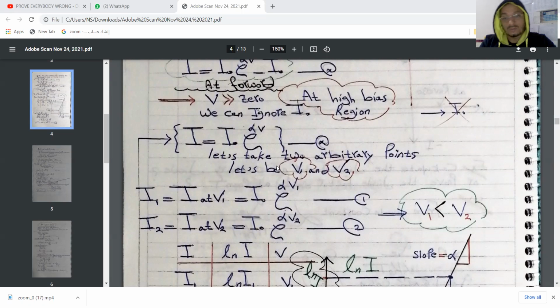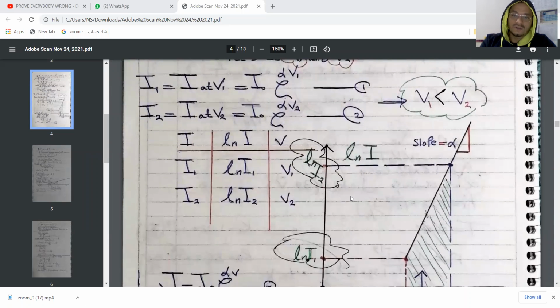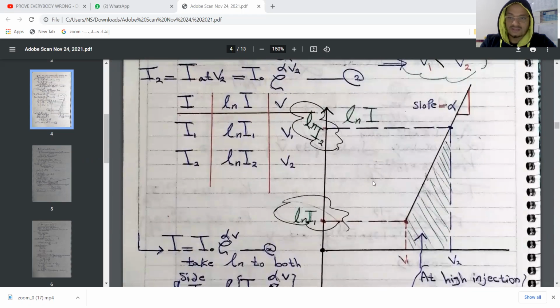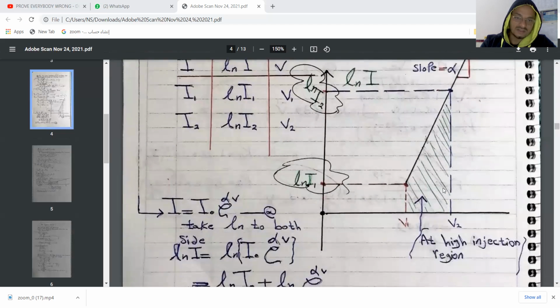Let's take two arbitrary points. Like I said before, let's start with V1 and V2. Let me illustrate that. This V1 and this V2, V2 is bigger than V1, and that will give ln I1 and ln I2 from this column, sorry. I1, ln I1, I2, ln I2, something like that. Here we have two different points on the y-axis, and two different amounts on the x-axis.